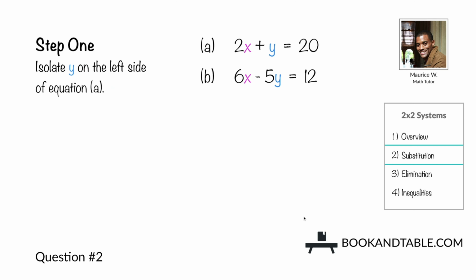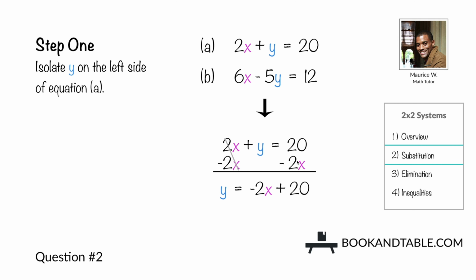Let's now have a look at question number 2. We had equation A is 2x plus y is equal to 20, and equation B is 6x minus 5y is equal to 12. Since the coefficient of y here is 1, it's easier to solve equation A for y. So we'll isolate y on the left side of equation A for step 1. So we'll subtract 2x from both sides, giving us y is equal to negative 2x plus 20.